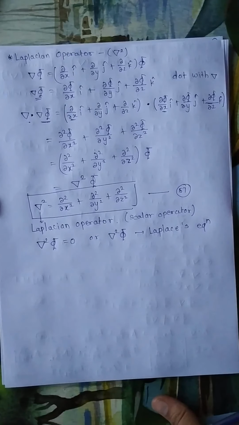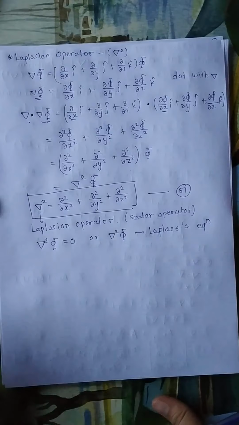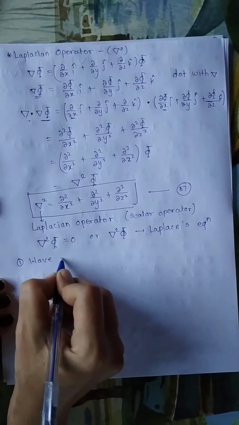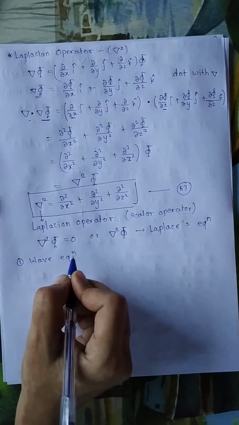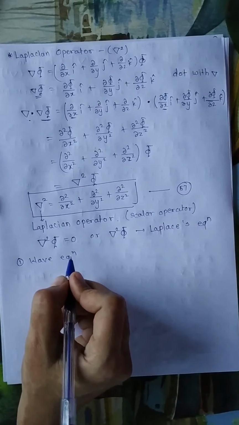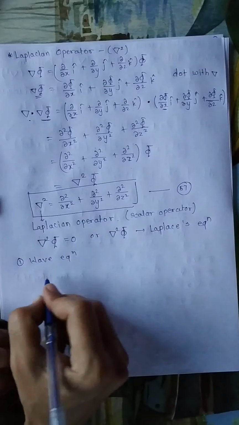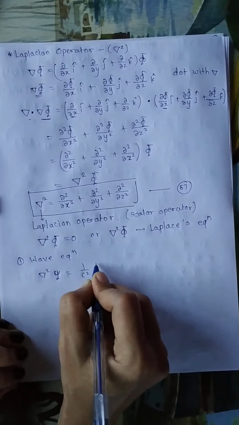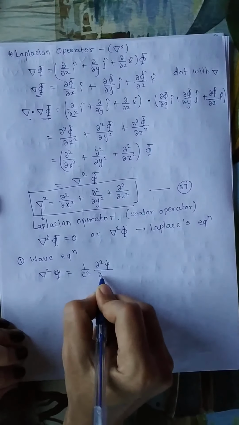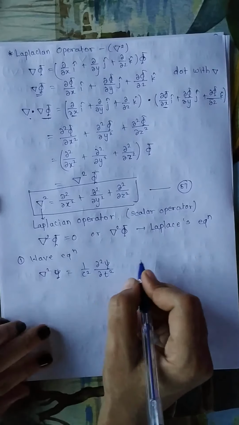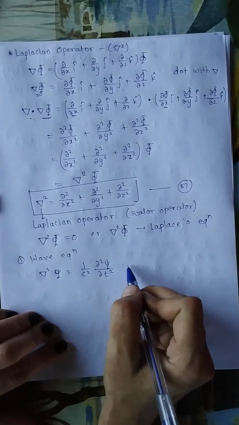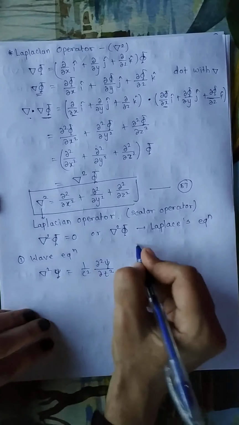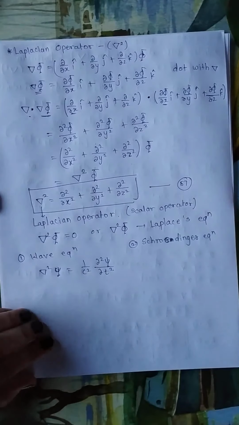So there are a few examples given in a book, so let's take some of them. We will discuss first the wave equation, which is given in quantum mechanics or wave mechanics, and that equation is del square psi equals 1 by c square ∂²psi/∂t². So this is the differential equation of wave motion, where c is velocity, t is time, and psi is a mechanical displacement. Another example is the Schrodinger equation.